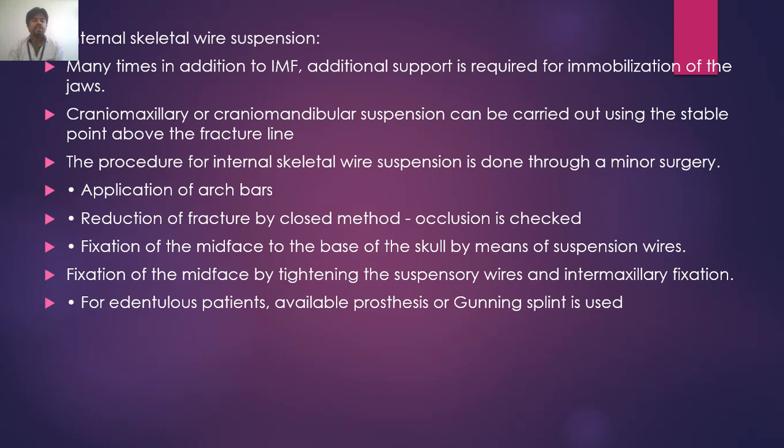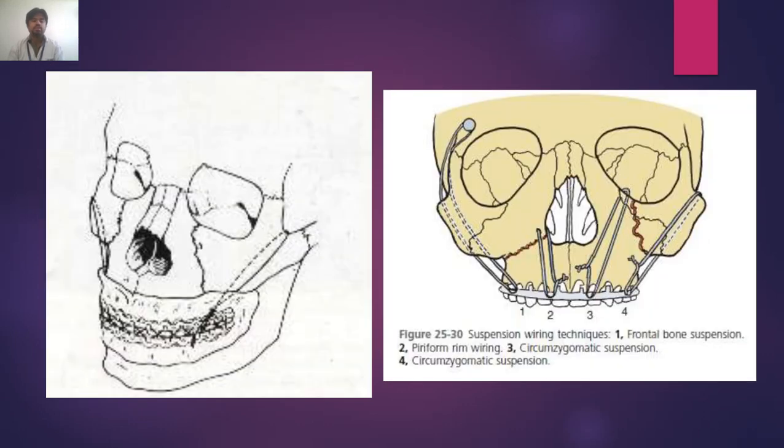For edentulous patients, available dentures or a Gunning splint can be used. This is a pictorial representation of how the suspension wires are put. The frontal bones are on the right hand side. You can see the frontal bone suspension, piriform rim wiring, circumzygomatic suspension. The most commonly used is circumzygomatic or the frontal bone suspension.